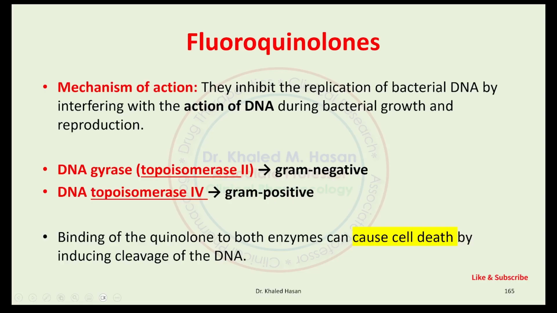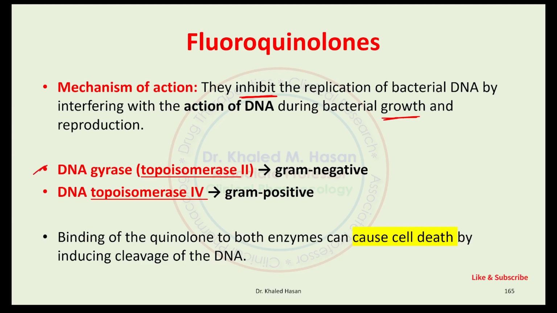Speaking about the mechanism of action of fluoroquinolones. Fluoroquinolones inhibit replication of the bacterial DNA by interfering with the action of DNA during bacterial growth and reproduction. Two enzymes will be affected, two enzymes will be inhibited by the fluoroquinolones.